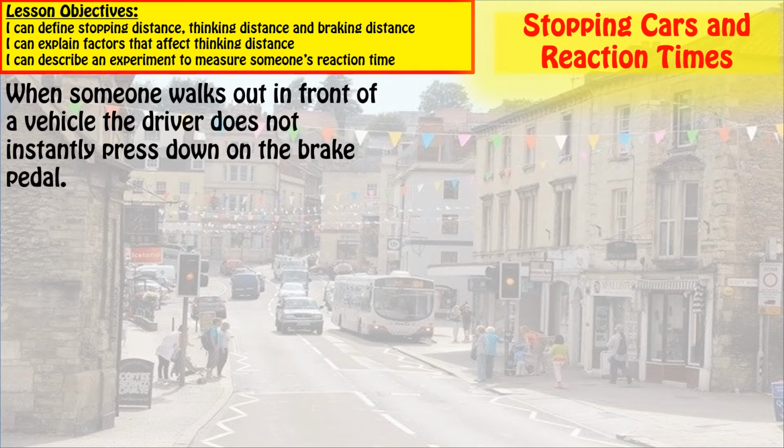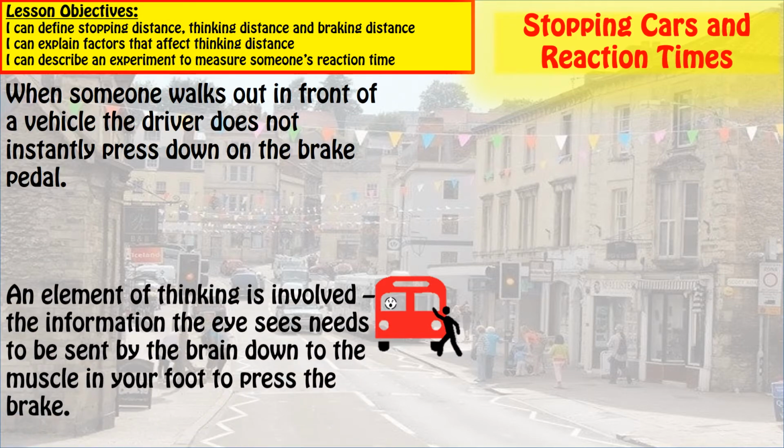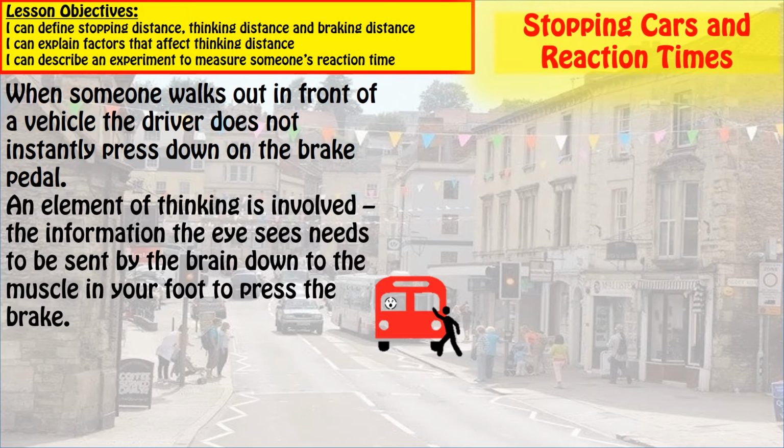Moving on, let's see if we can answer our starter question using that equation and build up our knowledge. When someone walks out in front of a vehicle, the driver doesn't instantly press down on the brake. It's like when you ride a bike as well. If you see something jump out in front of you, you don't instantly press the brake straight away. There's an element of thinking involved. Your eye sees the information, your brain needs to process that and send a message down to your muscles, in your legs if you're in a car, or your hands or arms if you're riding a bike, and then press the brakes.